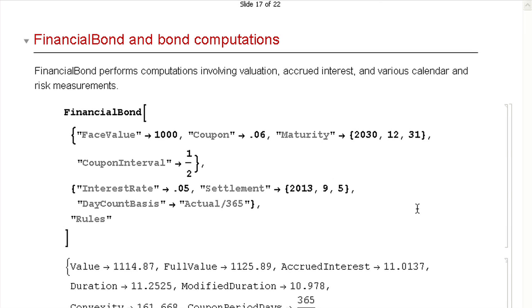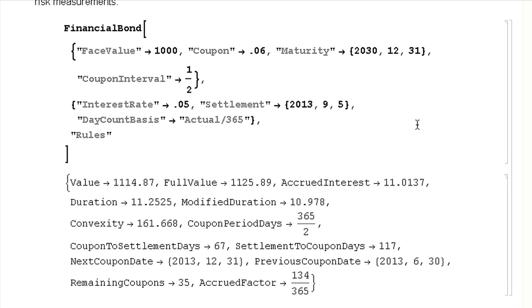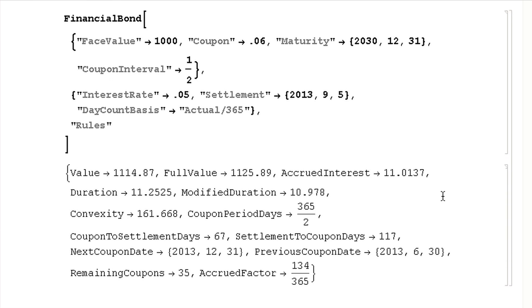And here we say that the market interest rate we're going to value the bond at is 5%. We give it a settlement date, and then you can give it one of over 10 day count basis options in order to use different day count conventions to value the bond. FinancialBond can do several things and give you several different properties associated with it. If you use the property rules here, what you get back is all the different properties that it can compute for this particularly specified bond.